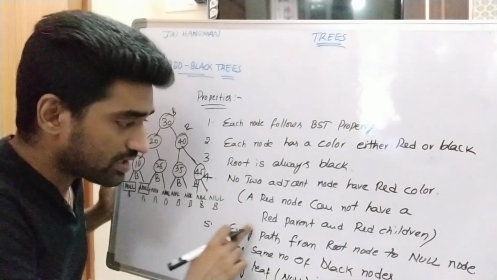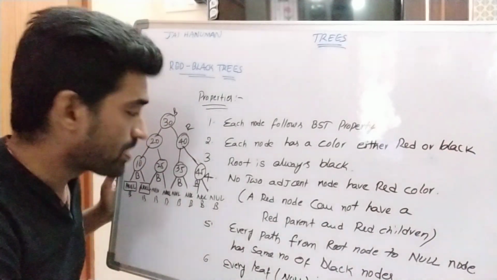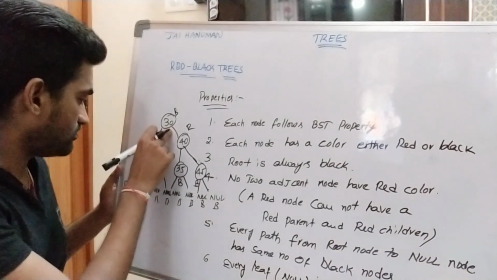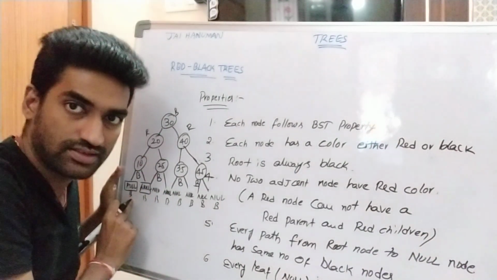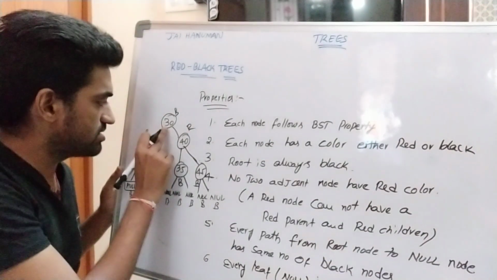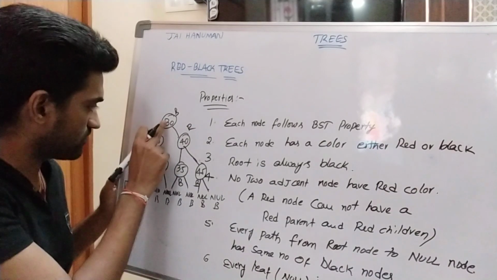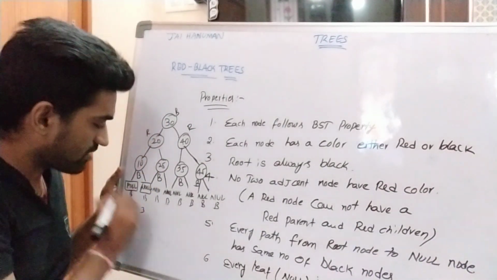So what is the property? Every path from root node to null node has the same number of black nodes, right? Suppose here I am considering this path: 1, 2, 3. So 3 black nodes are there, right? So for this path 1, 2, 3. So 3 black nodes are there.